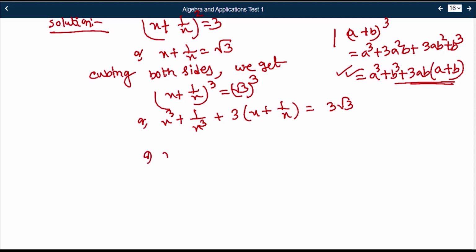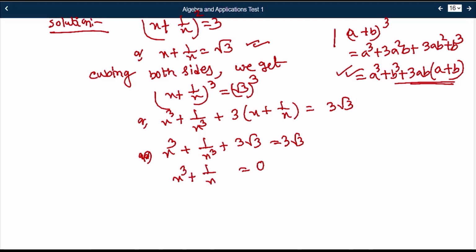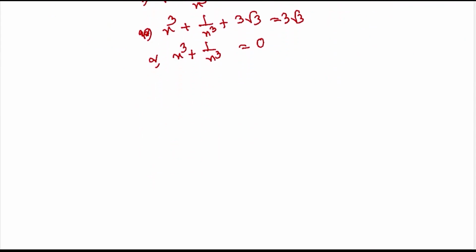Now x cube plus 1 by x cube. Look here, in place of x plus 1 by x, we can put this value root 3. So yes, 3 root 3 equals 3 root 3. These both get cancelled. We get 0 here. x cube plus 1 by x cube equals 0. That means we can write x to the power 6 plus 1 equals 0.